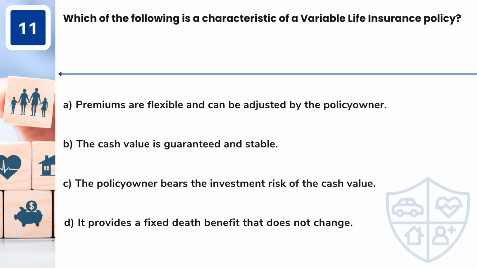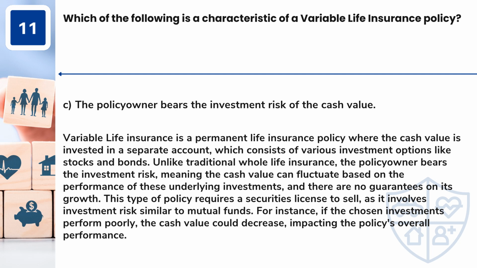Question 11. Which of the following is a characteristic of a variable life insurance policy? A. Premiums are flexible and can be adjusted by the policy owner. B. The cash value is guaranteed and stable. C. The policy owner bears the investment risk of the cash value. D. It provides a fixed death benefit that does not change. Answer: C. The policy owner bears the investment risk of the cash value.